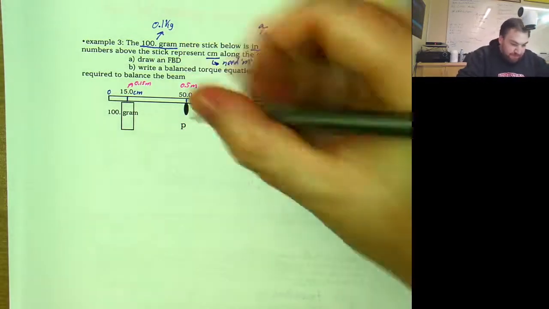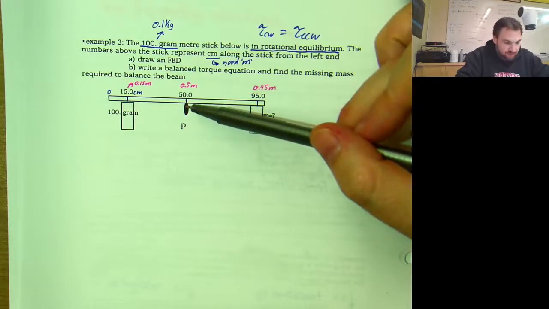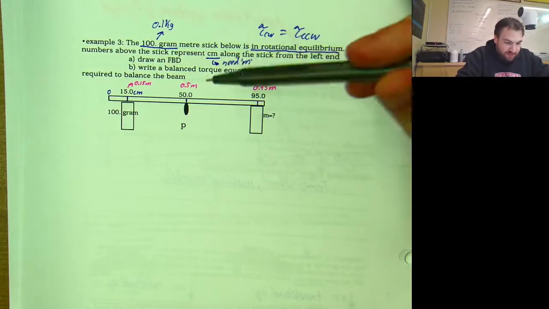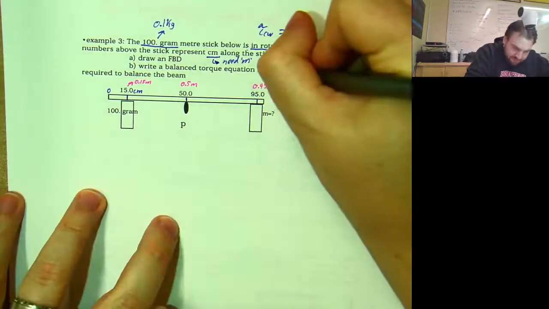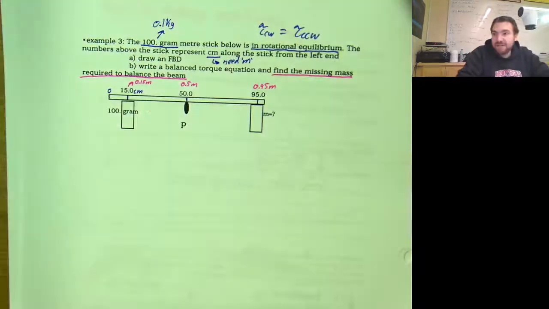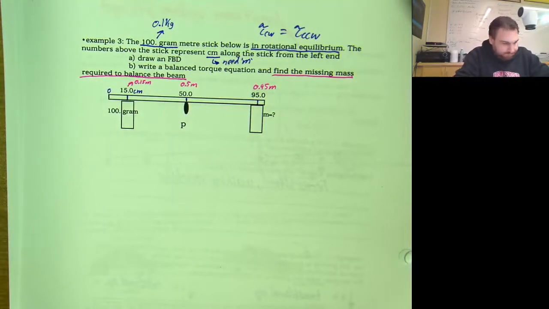We're given a pivot point already at the center of mass. This guy's hanging here. We want to know what this mass is. The question says, find the missing mass required to balance the beam. Okay?